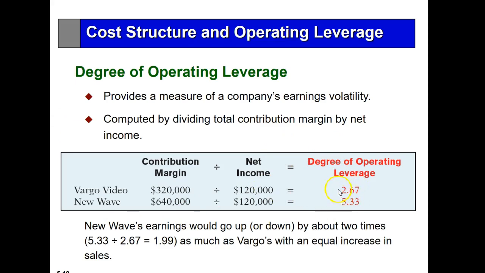Put it another way, let's say that sales go up 10%. Well, profits would go up 10% times 2.67, or 26.7% for Vargo. But if sales go up 10% for New Wave, 10% times 5.33 means that profits will go up 53.3% for New Wave. And it also works when sales go down. If sales go down, the profit will go down twice as fast for New Wave as for Vargo.